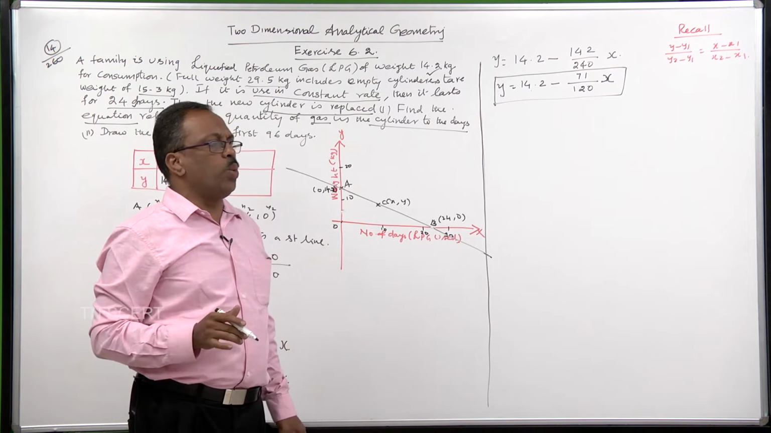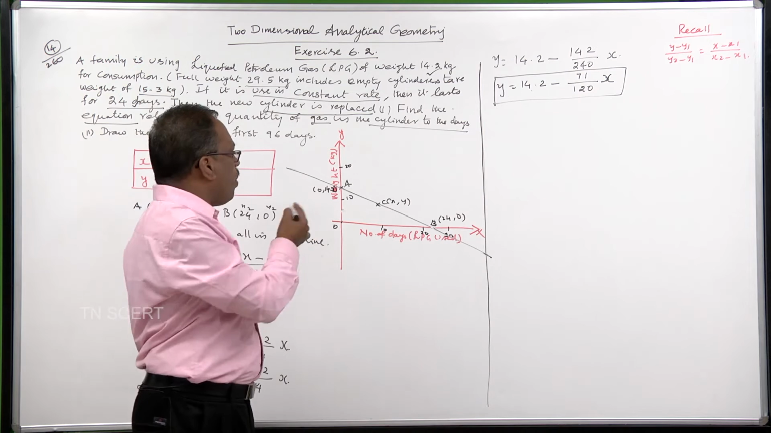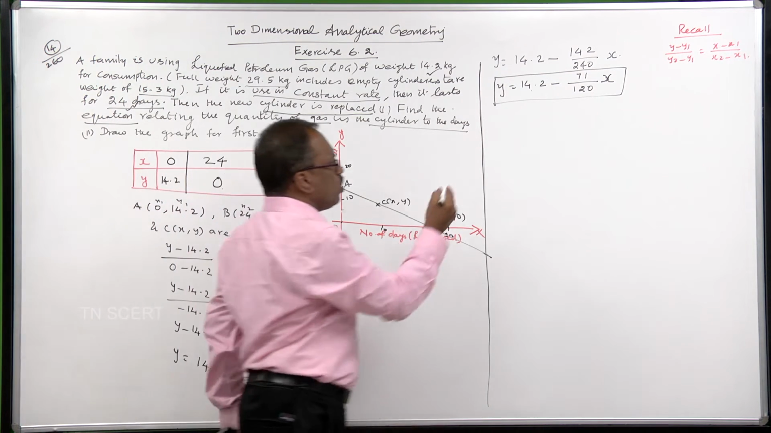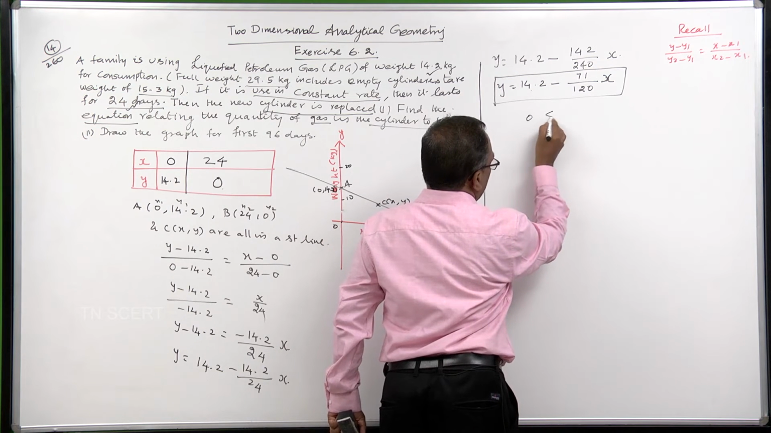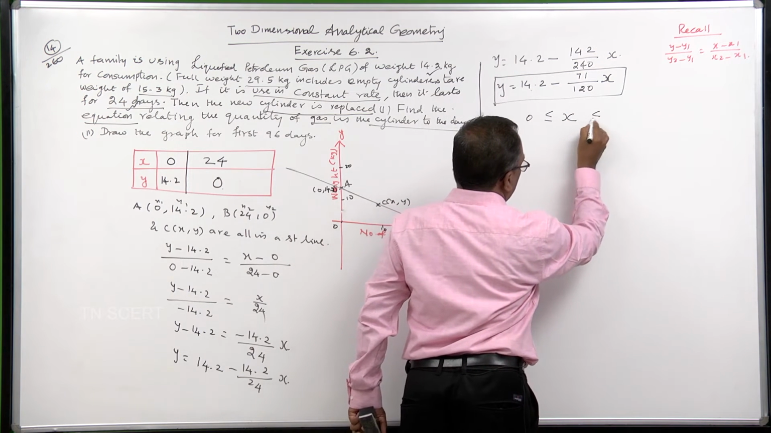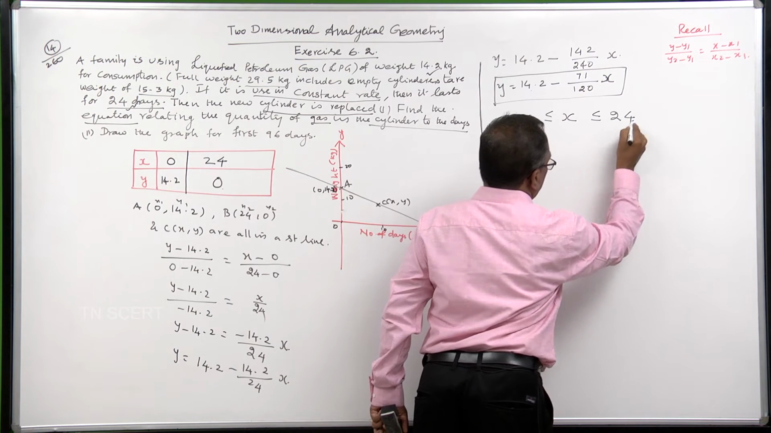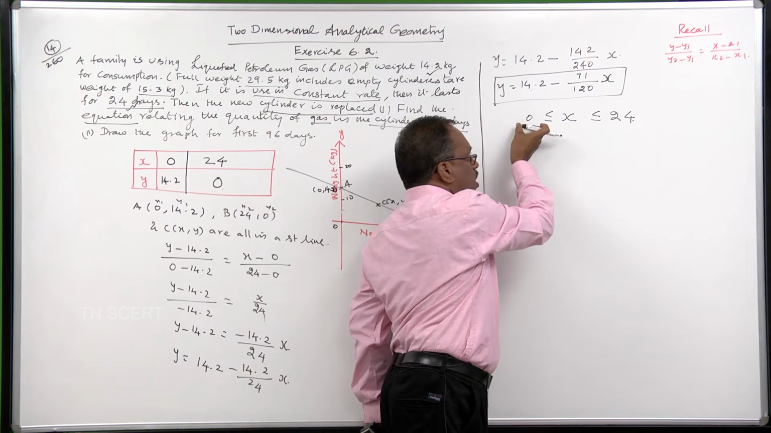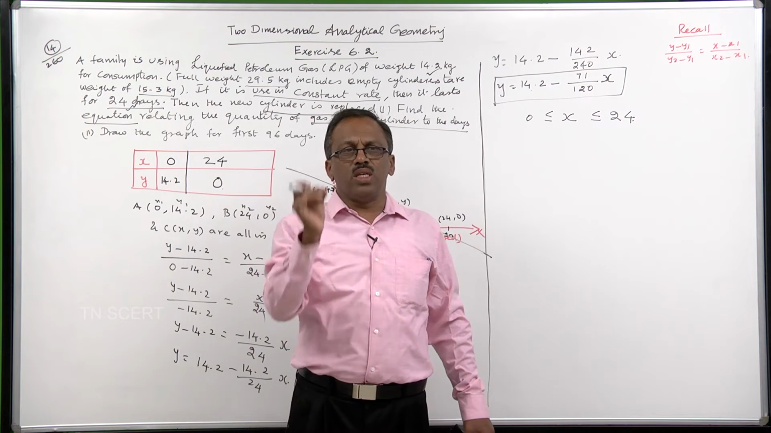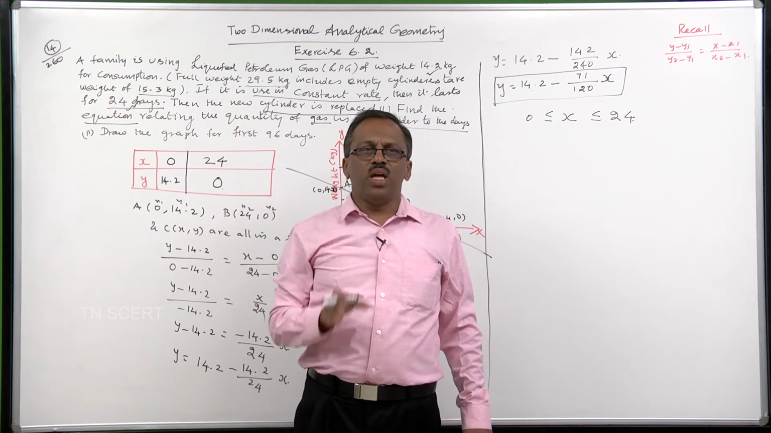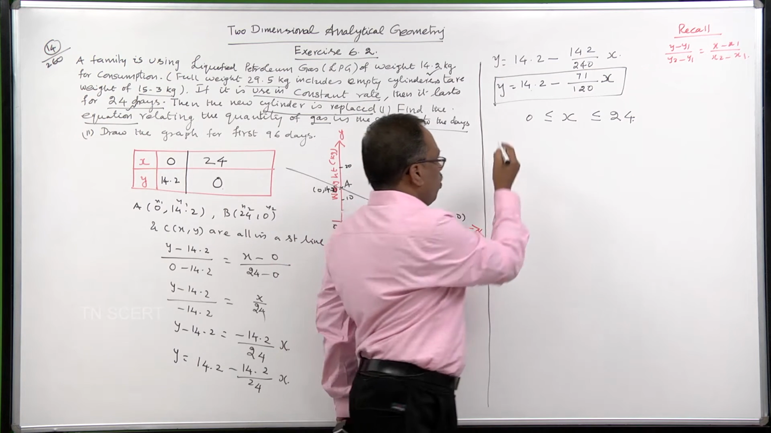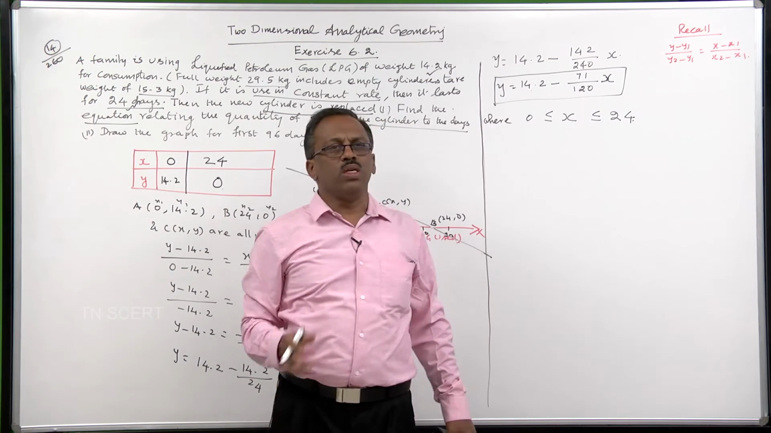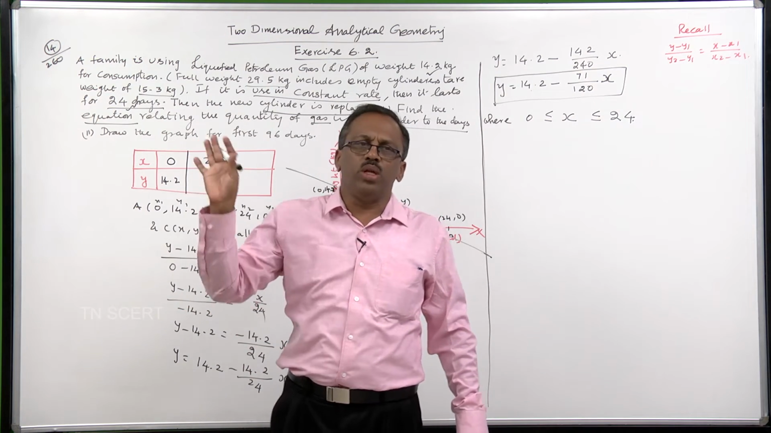Is the problem over with this? Not yet. How many days will it last? This will be used for 0 less than or equal to x less than or equal to 24. So the maximum is 24 days, the minimum is 0. That is the usage of the cylinder. That is what is given. So the x value is likely to be 0 to 24, not more than that.